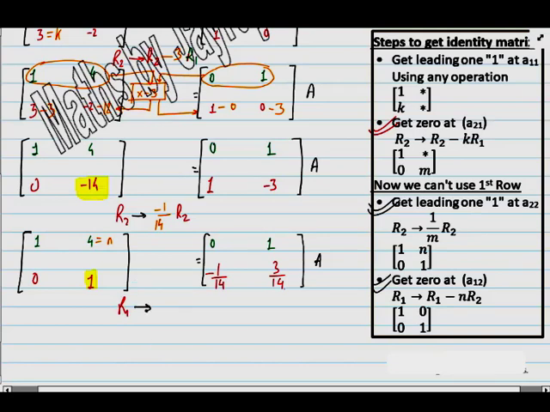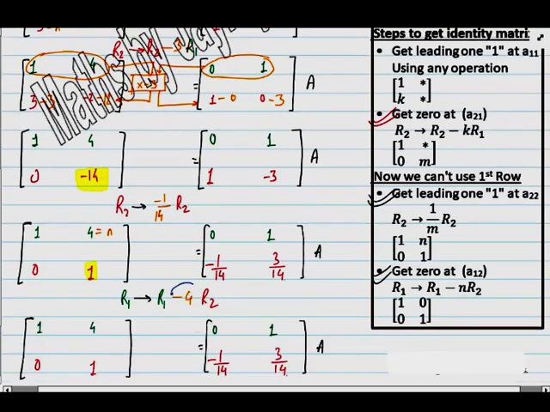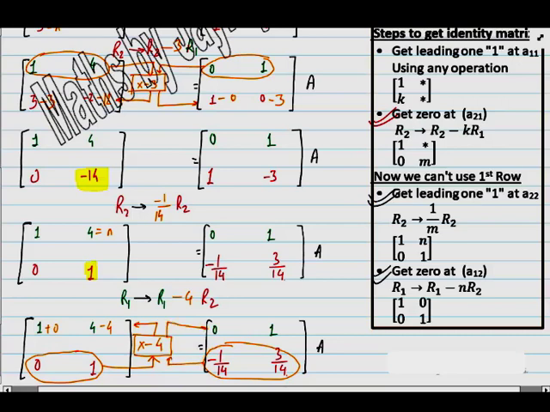In the operation of R1 gives R1 minus n, or we can say 4 R2. So let's do this operation. First of all, we have to write what we have. Now we have to multiply this minus 4 to the second row and then add to the first row. So 0 into minus 4 will be 0, 1 into minus 4 will be minus 4, and same thing with the right side, multiply with minus 4, then add to the first row.